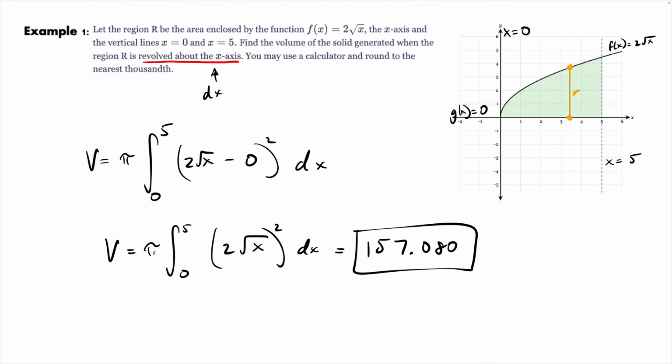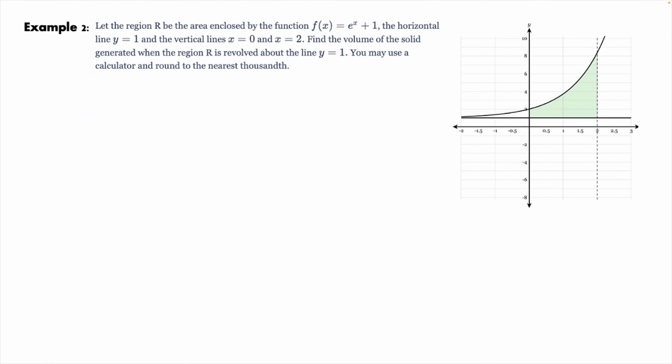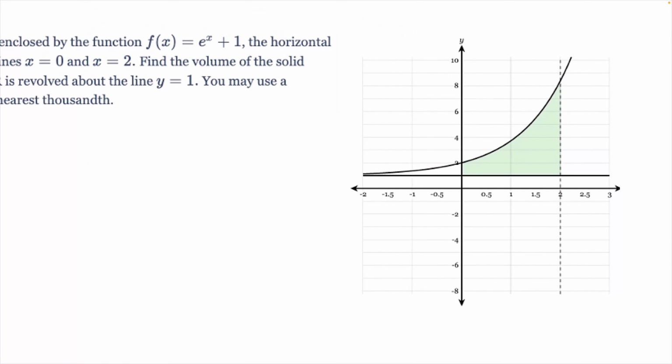Okay, let's look at the next one. So now we have a second one. R is the green enclosed area. So we have 2 functions. I have f of x and I have y equals 1. F of x is the curve.